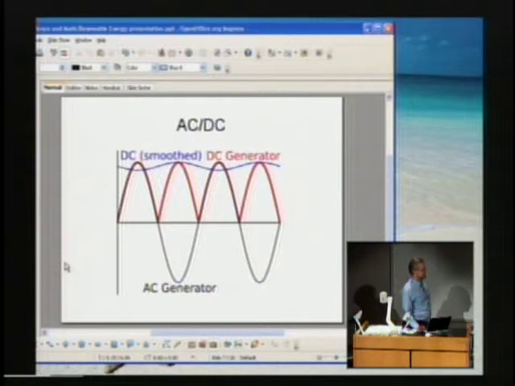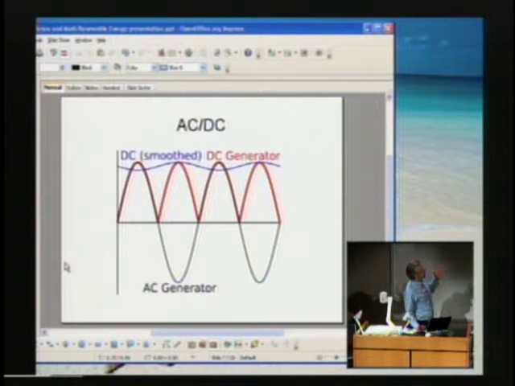Now, AC versus DC. How many are familiar with alternating current versus direct current, what the difference is between the two? Well, direct current basically flows in one direction. It would go from, for example, negative to positive terminal of a battery. Alternating current actually alternates direction. That's why it's called AC, alternating current. So in the United States, for example, that happens on our electrical system 60 times per second. It alternates. In Europe and much of the rest of the world, it's 50 times per second.